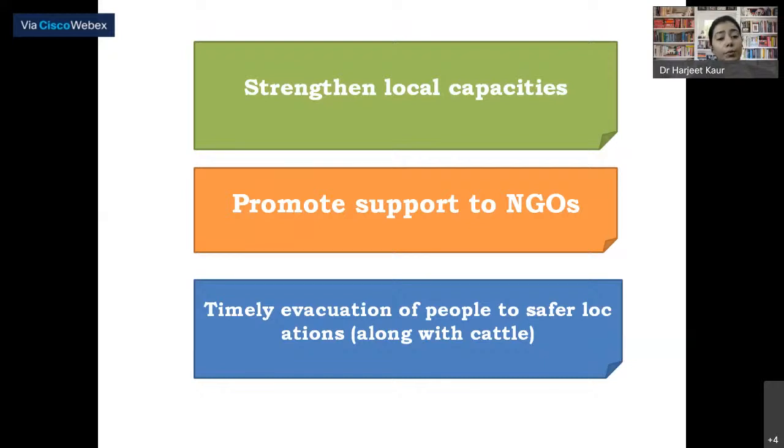Next, we recommend promoting support to NGOs. It was once again demonstrated that NGOs can move in quickly and support relief efforts in a meaningful manner. Due to their flexibility, NGOs are able to address the specific needs of the survivors. NGOs need resources to undertake their efforts, and the government should help NGOs and promote their efforts to enable them to raise resources.